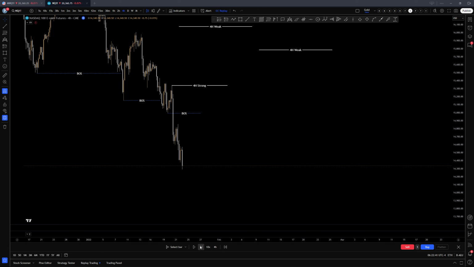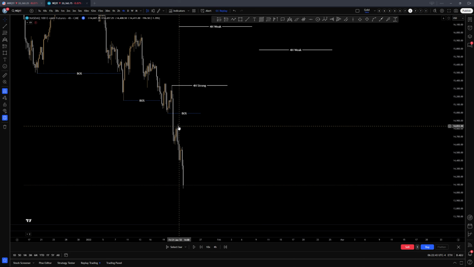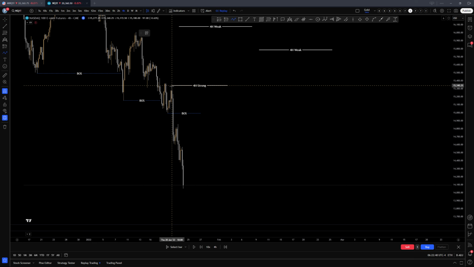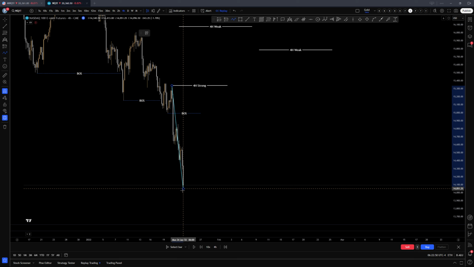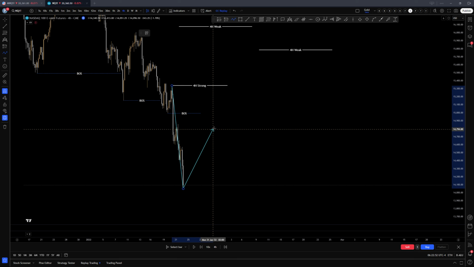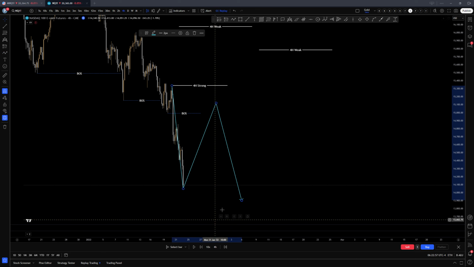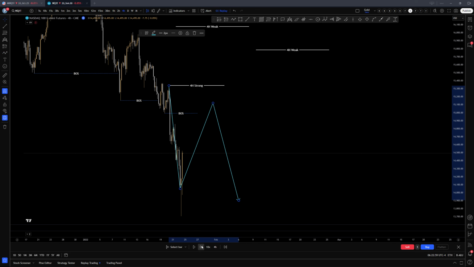Let's see what happens. Yeah, I'm not really thinking that's a pullback. I'm thinking this is one leg of price going down. So I would say, you know, here we've got a single leg. We still haven't seen a pullback yet. Let's say we come back into this zone, and then if we're going to continue down, we'd want to see something like that. See what happens.